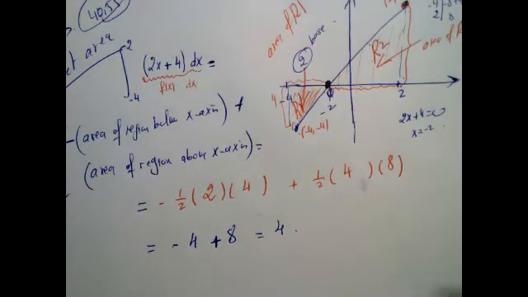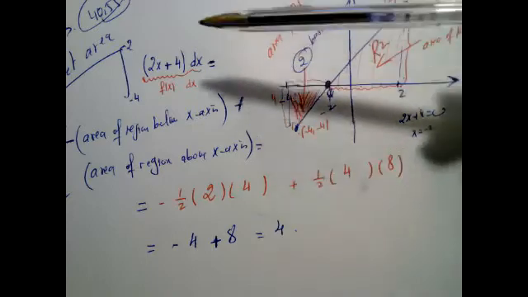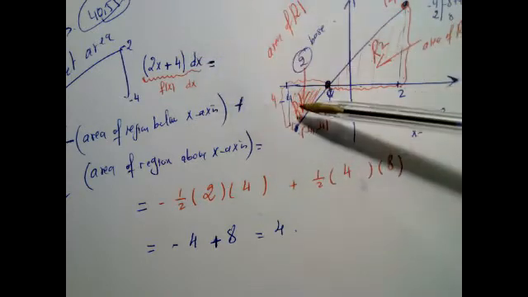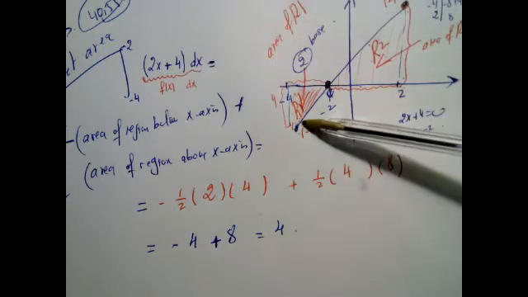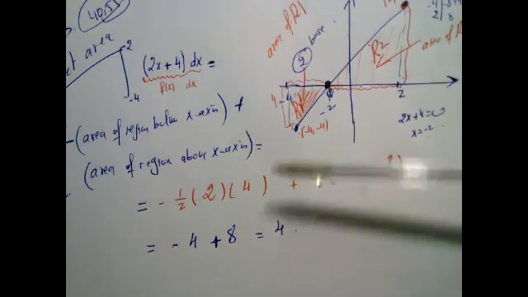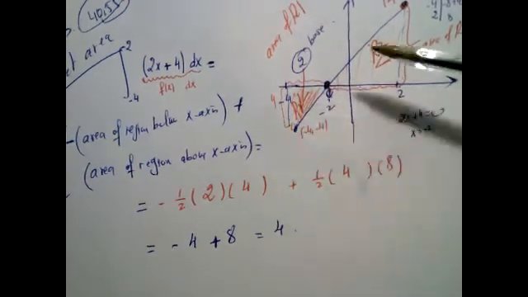Again, the problem is to emphasize the graphical interpretation of the definite integral, which is the net area, which means minus the area below plus the area above, minus below plus above. So it's not just the area, it's minus plus.